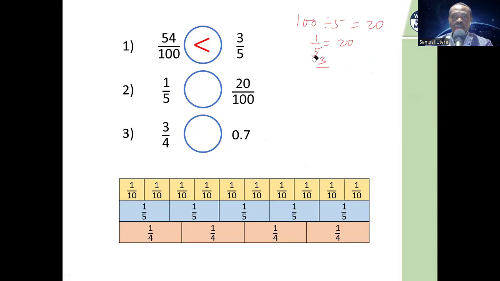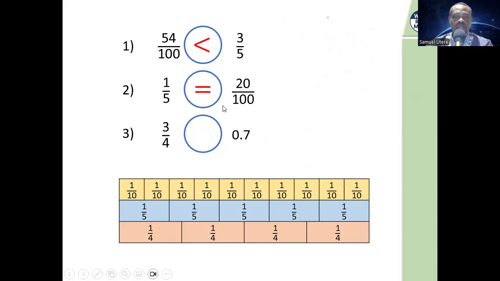Next one, we're asked to compare 1/5 with 20 hundredths. Now you can see just now when I explained, you will see that 1/5 is equal to 20 hundredths.